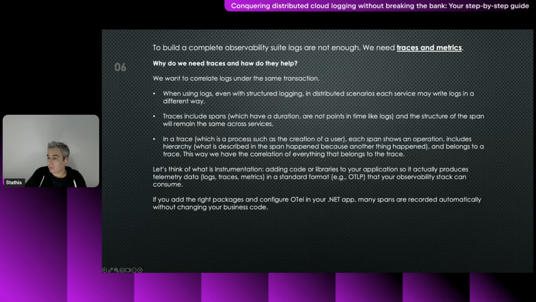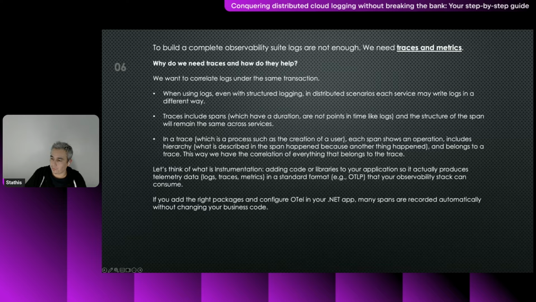Now, before we use the term instrumentation, we need to know what it is. It's adding code or libraries to your application to produce logs, traces, and metrics in a standard format such as the OTLP. There are three well-known examples in .NET. The OpenTelemetry instrumentation ASP.NET Core creates spans for every incoming HTTP request automatically. The OpenTelemetry instrumentation HTTP creates spans for outgoing HTTP calls. And the OpenTelemetry instrumentation SQL client creates spans for SQL queries.